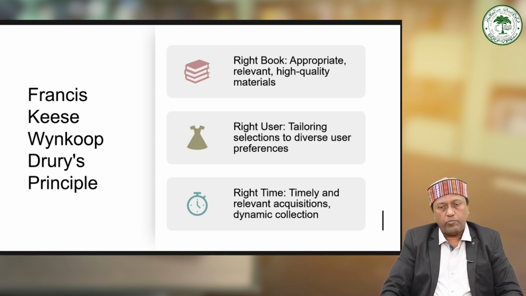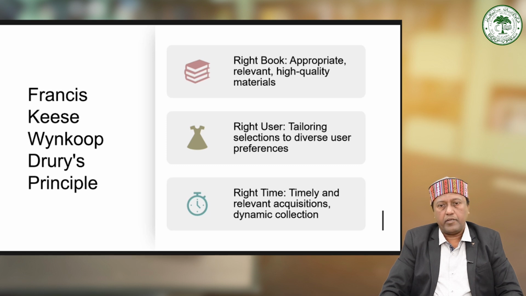Major components are, first, the right book. What do you understand by right book? This refers to selecting materials that are appropriate, relevant, and of high quality. The right book should meet the informational, educational, or recreational needs of library users. Librarians consider factors such as the accuracy, authority, and currency of the content, as well as the suitability of the book's subject matter and format.